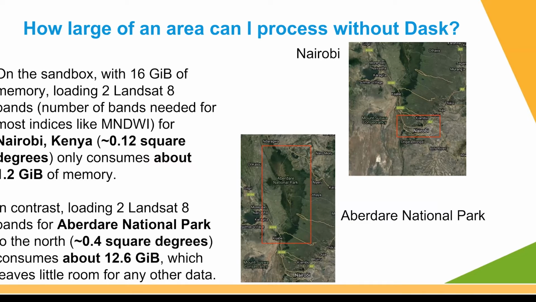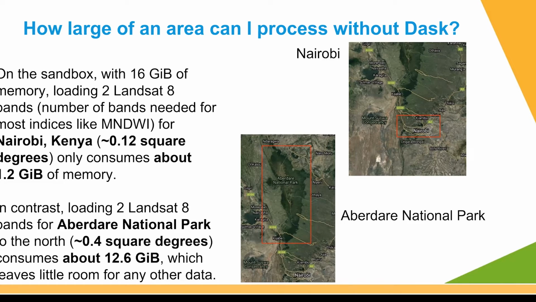So for Nairobi, Kenya, it's about 0.212 square degrees of the area I selected here. I probably could have optimized a little bit more, but that consumes about 1.2 gigabytes of memory. In contrast, if you load 2 Landsat 8 bands for Aberdare National Park to the north, about 0.4 square degrees, you'll get about 12.6 gigabytes. So for the sake of brevity, I'll just have to say that it doesn't quite scale linearly, the amount of memory, the area you're loading.